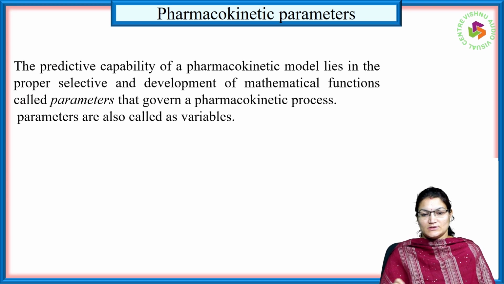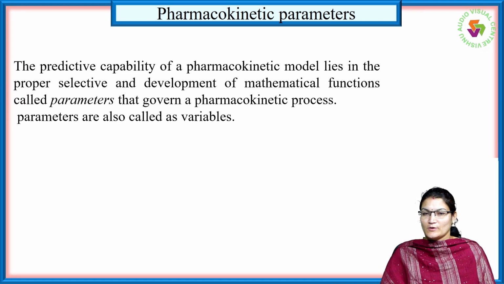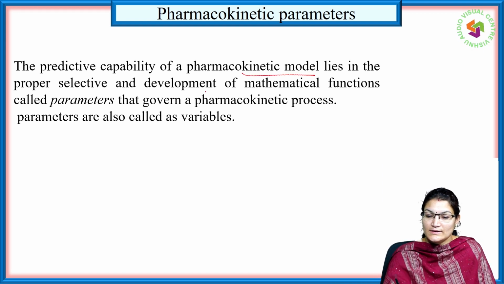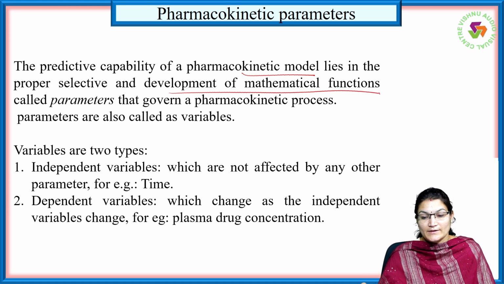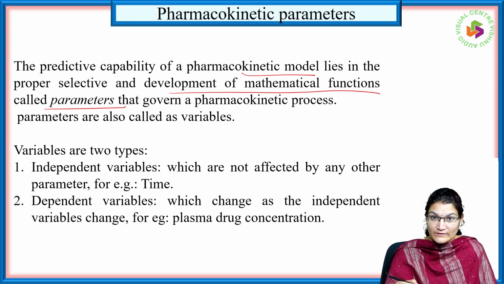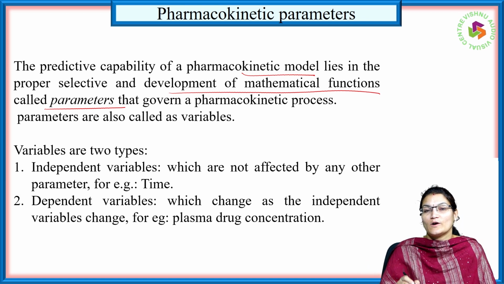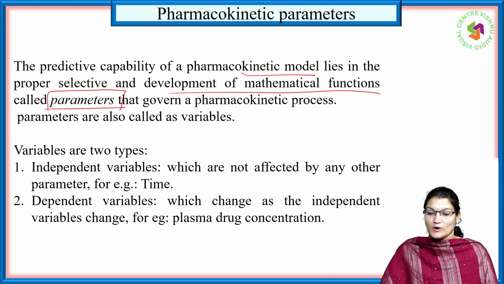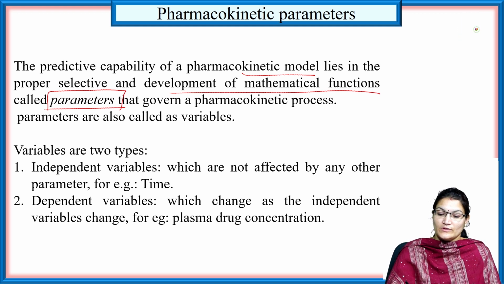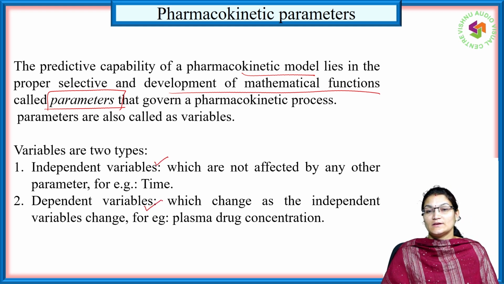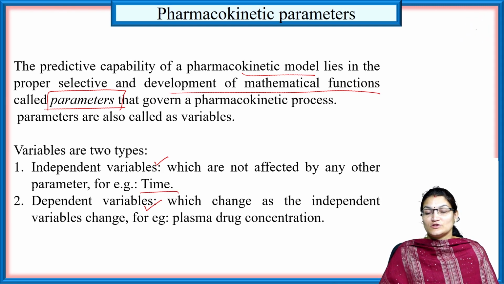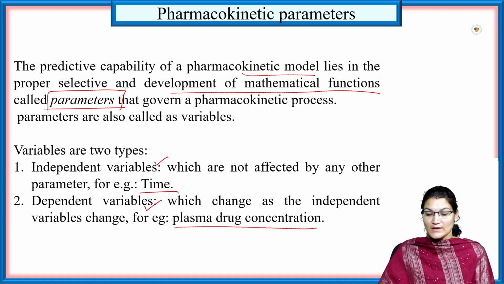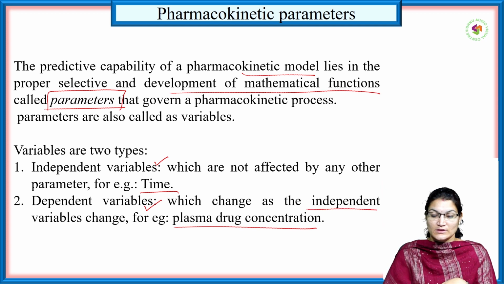Next, let us discuss briefly the importance of this. Pharmacokinetic parameters on these models lie on the development of mathematical functions, and we also call them parameters. Whatever variables you are choosing to predict the pharmacokinetic models, you will call them parameters, and they govern the pharmacokinetic process. There are two types of variables: independent variables and dependent variables. Independent variables are like time, which is not affected by any other factor. Dependent variables are concentration, which depends on the amount and will change along with the independent variable.